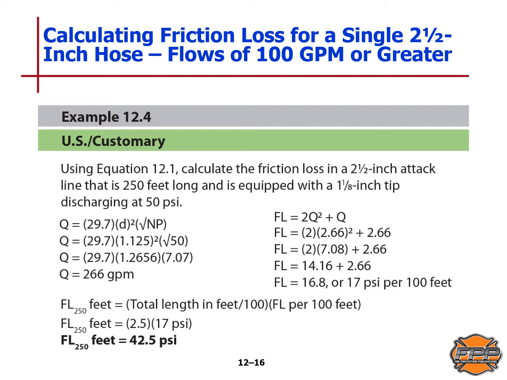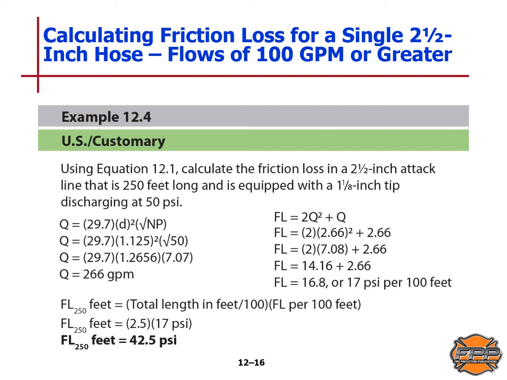To work out the friction loss, you have friction loss equals 2Q squared plus Q. So if you plug in the numbers, you have friction loss equals 2 times 2.66 squared plus 2.66. So friction loss equals 2 times 7.08 plus 2.66. The friction loss equals 14.16 plus 2.66. And the friction loss ultimately comes out to be 16.8 or 17 psi per 100 feet.